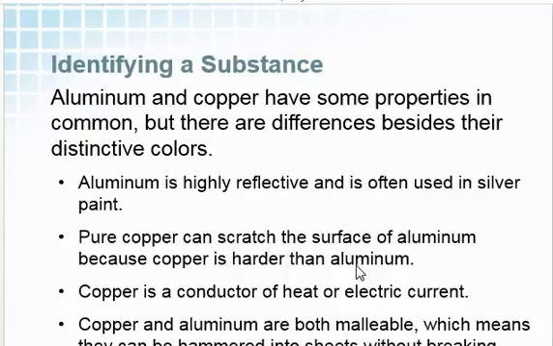Aluminum and copper have some properties in common, but there are differences besides their distinctive colors. And there are some things that are the same. Aluminum is highly reflective and is often used in silver paint, but so is copper, very reflective. Pure copper can scratch the surface of aluminum because copper is harder than aluminum. Copper is a good conductor of heat or electric current, but so is aluminum. Same and same. Copper and aluminum are both malleable, which means that they can be hammered into sheets without breaking.